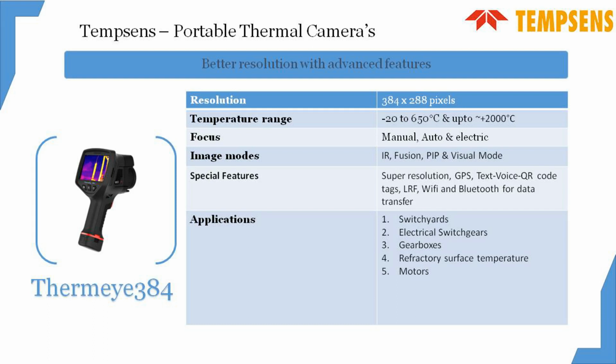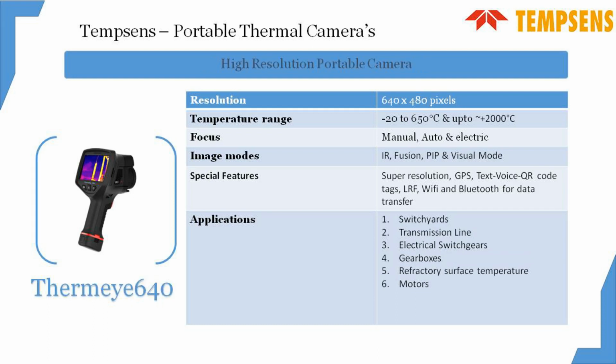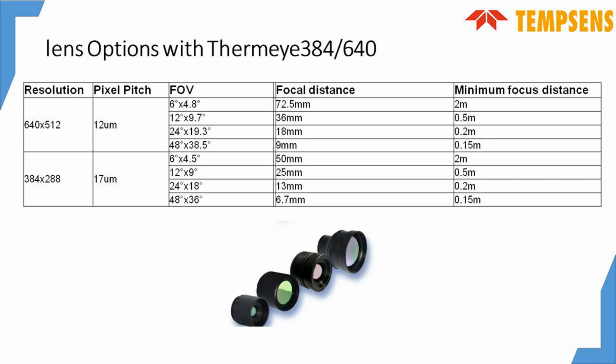It is Thermite 640. The specifications of Thermite 384 and 640 are similar, just the resolution of Thermite 640 is higher than Thermite 384. Thermite 640 has a resolution of 640 into 480 pixels. Now with our models Thermite 384 and 640, we have multiple options for lens. That is, we can provide a wide angle lens with the camera, and a telephoto lens up to 6 degree also. So these various lens options are available with the camera, depending upon the applications that you are having.